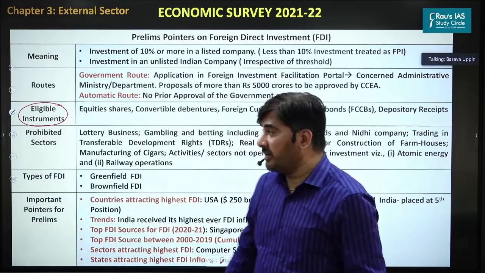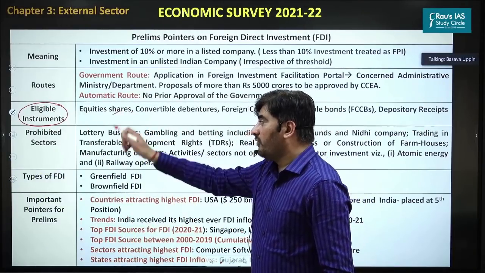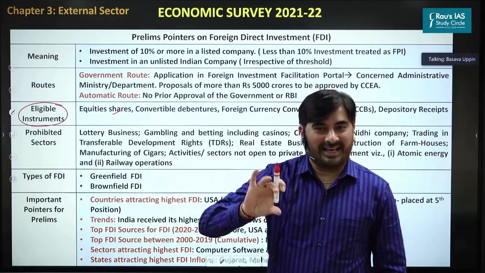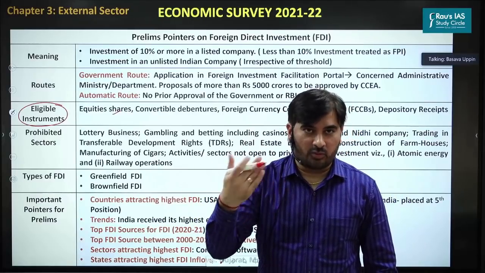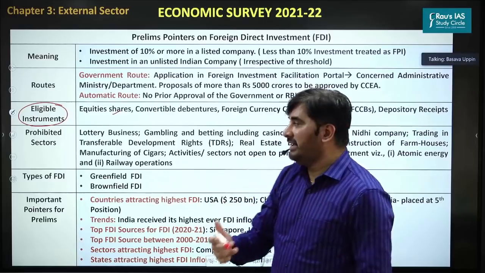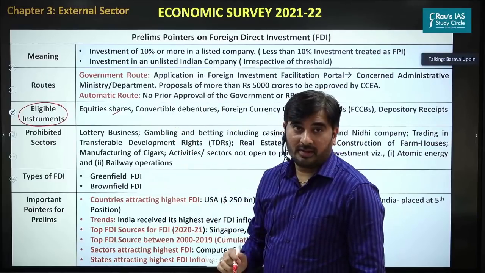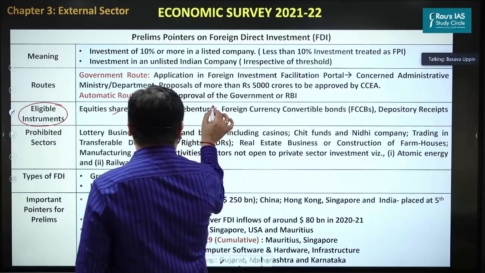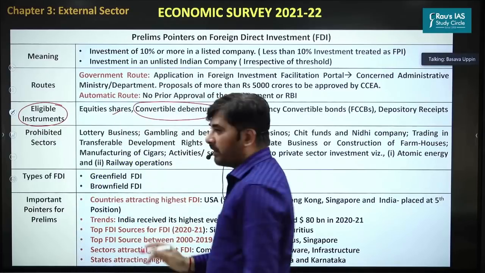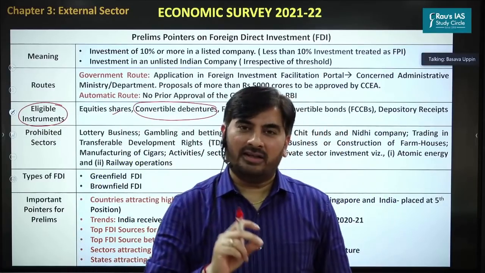The first eligible instrument is obviously shares. So if a foreign company is buying 10% or more shares of an Indian company, then it will be called FDI. The second one is convertible debentures. What do you mean by convertible debentures?